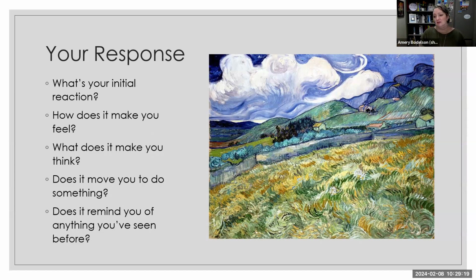It makes me think of planting and nourishment. And have I seen anything like this before? Well, I think I see it when I drive through the roads around our bluff country. So write down your initial reaction to something, positive or negative, and then that can help you start to analyze the piece.